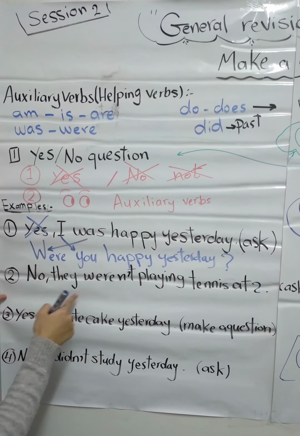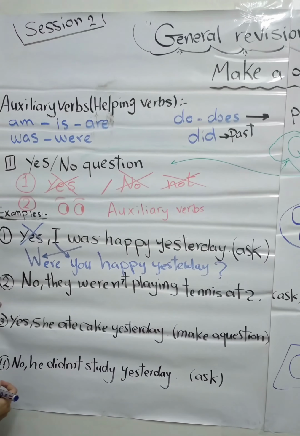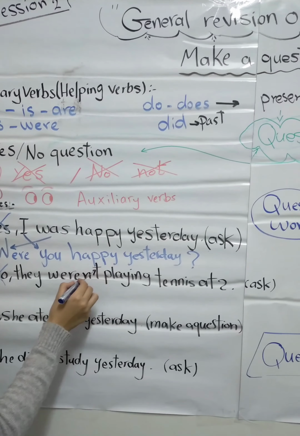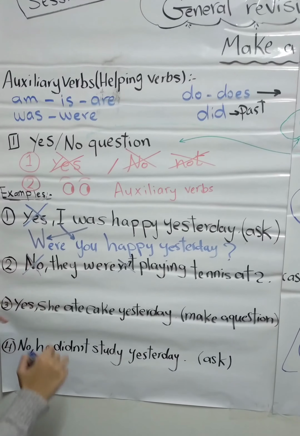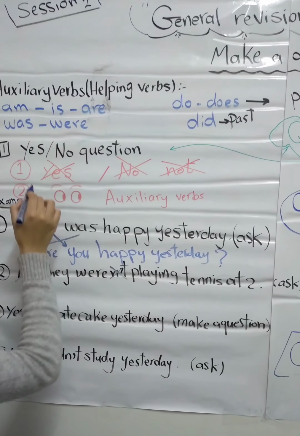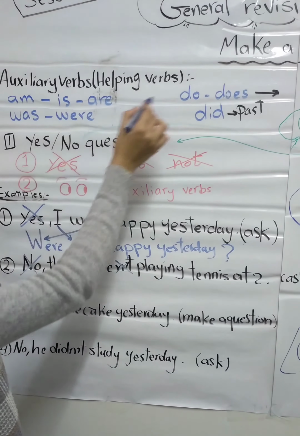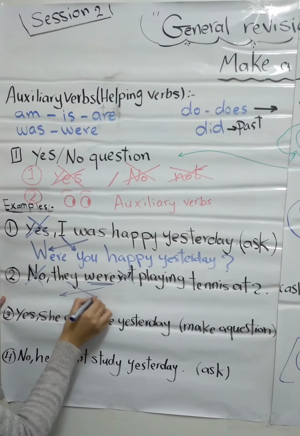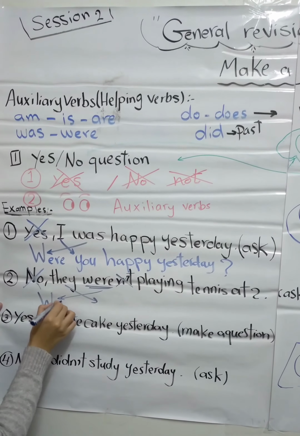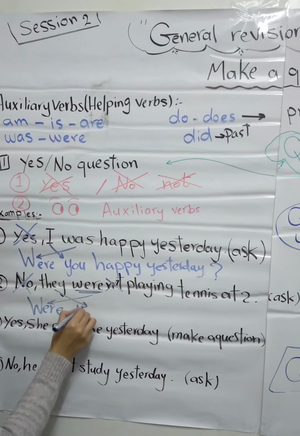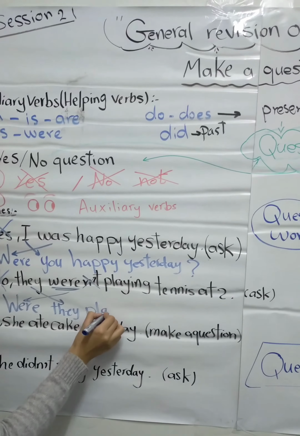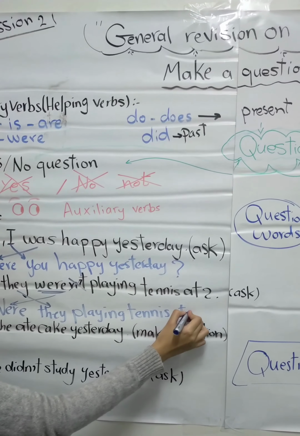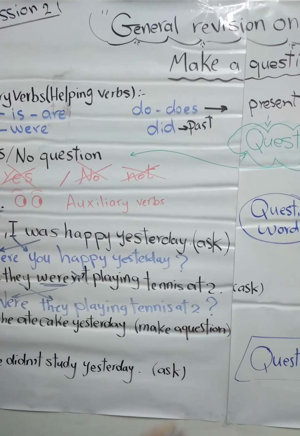Number 2: no, they weren't playing tennis at 2. Step number 1: if I see yes cancel yes, if I see no cancel no, and it's a friend, not. Okay, step number 2: search for auxiliary verb like am, is, are, was, were, do, does, did. Okay, here I see were, so make a cross between were and they. Were becomes number 1, so I say: were they playing tennis at 2? And that's the question, so don't forget question mark.